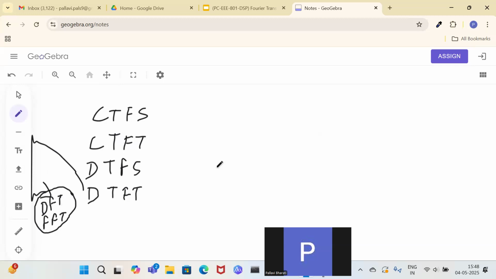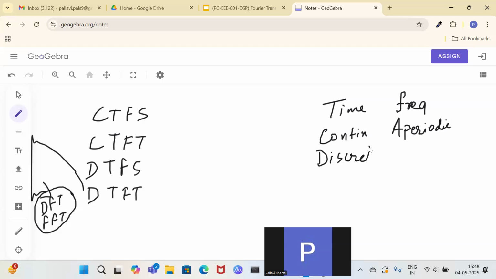So first, one thing that you have to keep in mind is that when you are analyzing the signal in time domain and frequency domain, there are two things. If in the time domain the signal is continuous, its spectra in the frequency domain will be aperiodic. Aperiodic means non-periodic, okay? If the signal is discrete in the time domain, then its spectra in the frequency domain will be periodic.